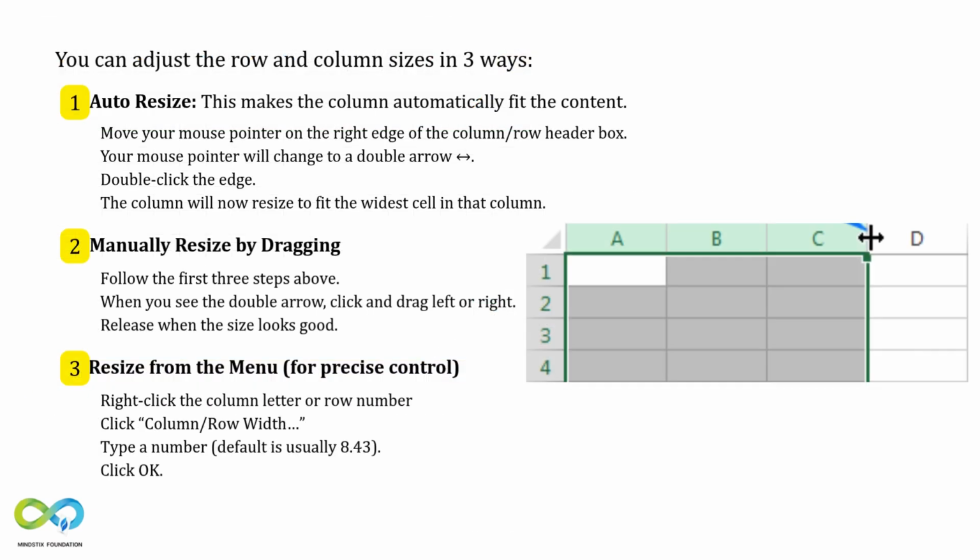You can adjust the size of rows and columns in 3 ways. First is auto resize, where you move your mouse to the right edge of the header until it turns into a double arrow, then double-click to automatically fit the widest content. Second is manual resize, where you click and drag the edge left or right until the size looks good. Third is using the menu where you right-click the column or row header, click column width or row height, enter the desired number, and click OK. Changing column widths can help your data look clean and easy to read.